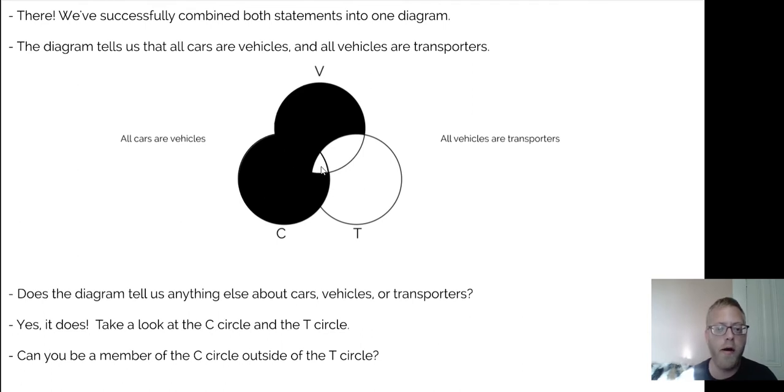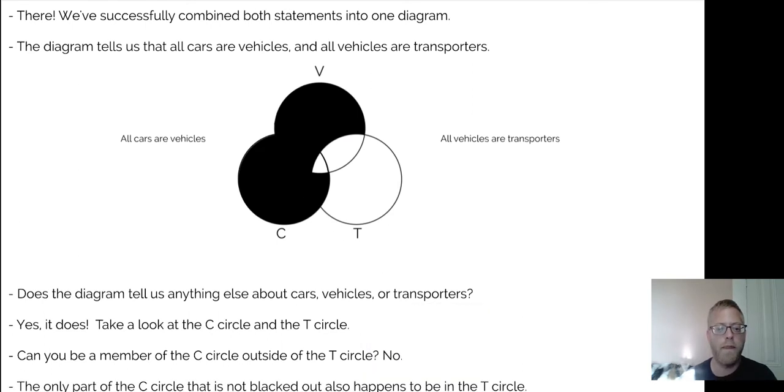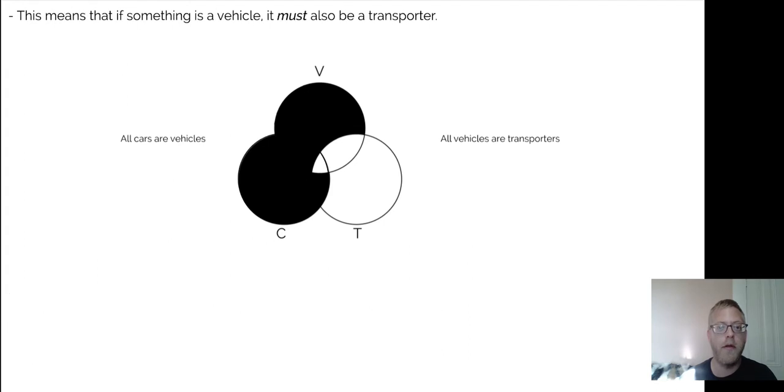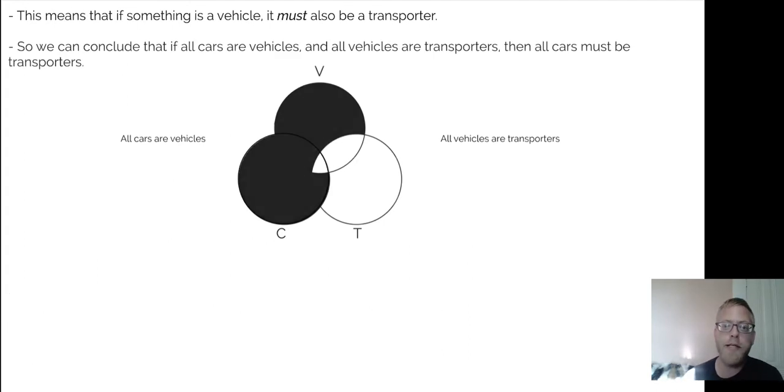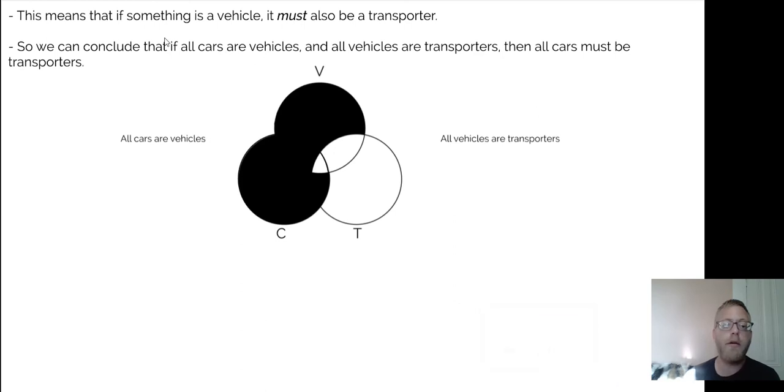So if you're a car, you're in the vehicle circle for sure. That's what this says. But if you're a car, you're also in the transporter circle, right? So the only part of the C circle that is not all blacked out to represent complete absence also happens to be in the T circle. So we can conclude that if it's true that all cars are vehicles and all vehicles are transporters, then all cars must be transporters. Right?